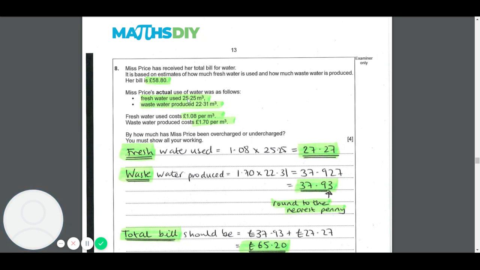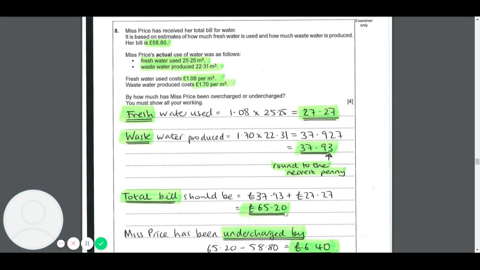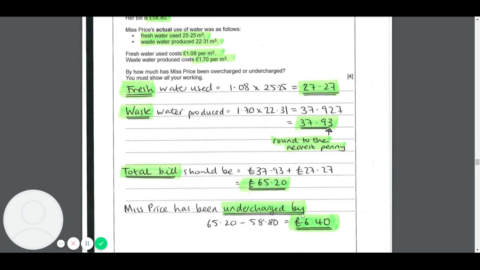So fresh water, 25.25 times this number means £27.27 for fresh water used. Wastewater, so 22.31 times £1.70. Multiply these. So pounds and pence, round to nearest penny. Add them together, that's what a bill should be. And then take off £58.80. She's been undercharged. You've got to say whether she's been undercharged or overcharged. So it's undercharged by £6.40.